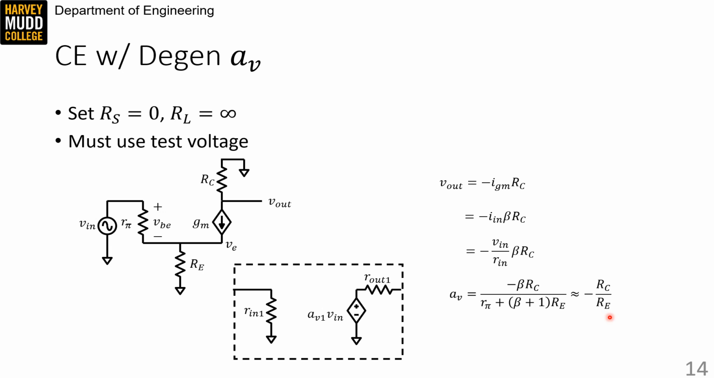That nonlinearity can sneak back into our full expression because R pi is equal to beta over GM. But as long as the beta plus 1 Re term is bigger than R pi, we'll have much improved linearity. So degeneration improved our linearity, which actually also comes from feedback for reasons we're not going to get into right now.